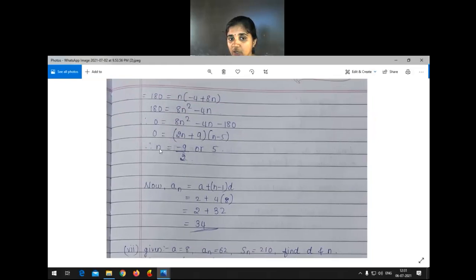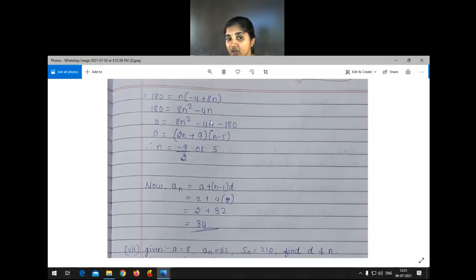So then 0 is equal to what we got here after the simplification. You all know how to simplify this one. I'm splitting the middle term for factorization. Then we got 2n plus 9 into n minus 5. After the simplification, 2n plus 9 equal to 0, 2n is equal to minus 9, n is equal to minus 9 by 2. Then n minus 5 when we equate to 0, we get n is equal to plus 5.